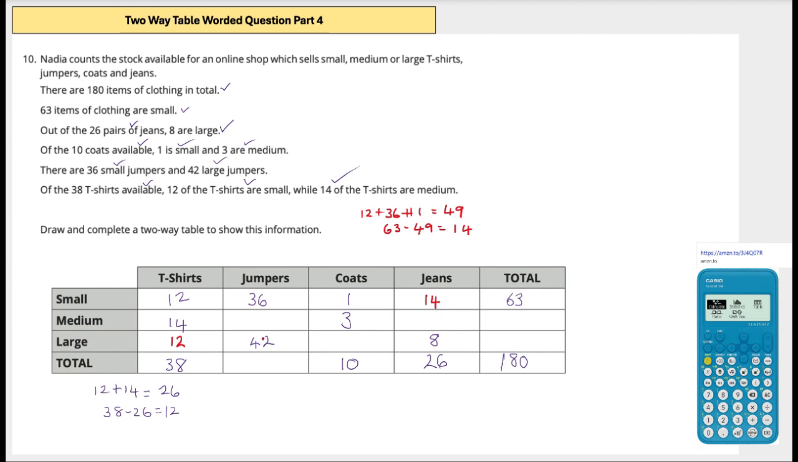Now remember, if it is a calculator question, I would put the 14 in there, and then what I would do is I'd add all that up, including the 14, i.e. add that, and make sure it equals the total. So if it doesn't equal the total, you've done something wrong.